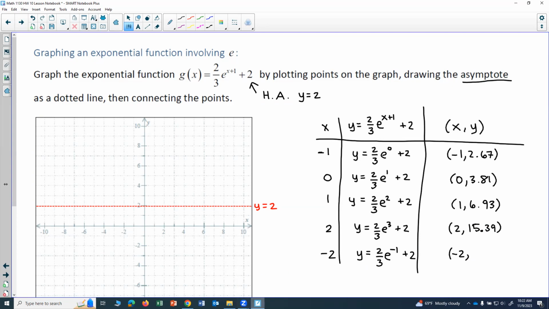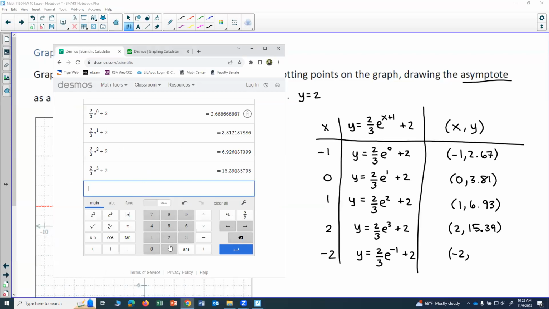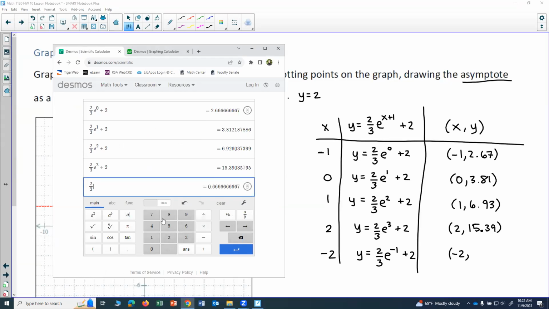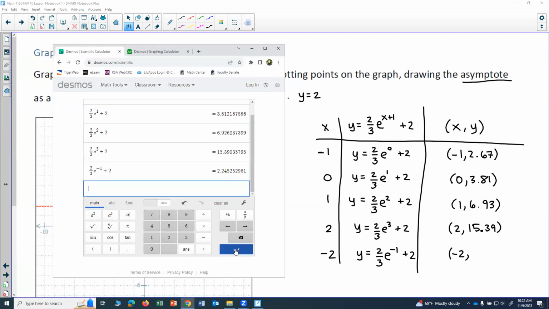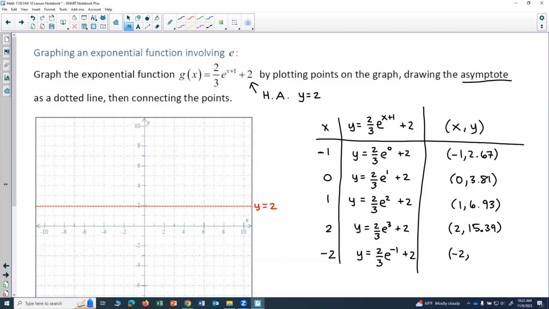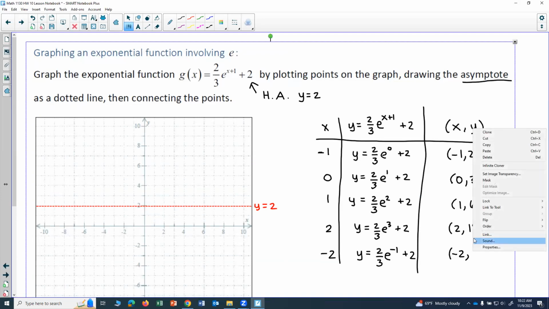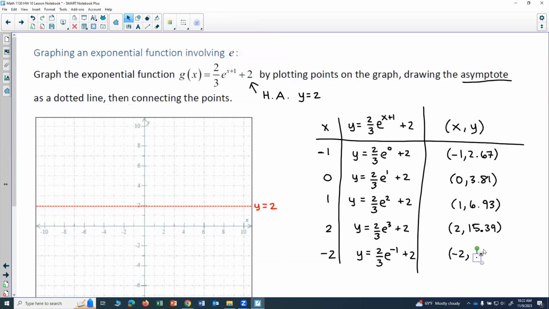So when x is -2, I will have 2/3 e to the -1, then plus 2, and I get 2.25. So -2 and 2.25.